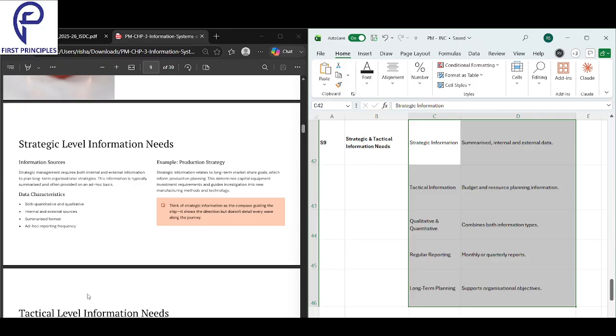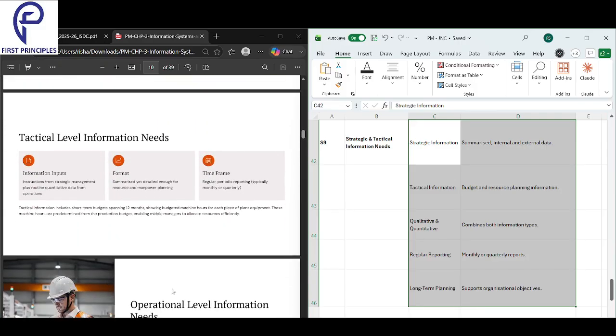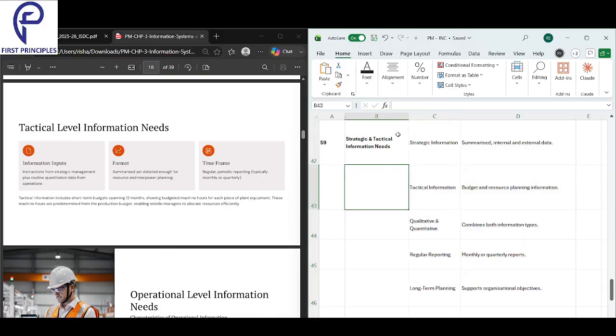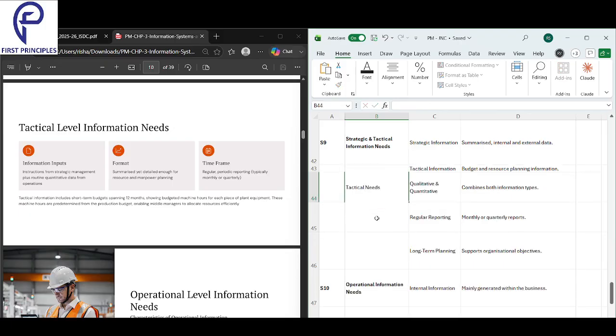Now coming to the tactical level. What does the tactical level need? What do these guys even do? Tactical information: these guys do the resource planning and the allocation. They need both internal and external information. They need more quantitative information. They have to do regular reporting, and they also support long-term planning.